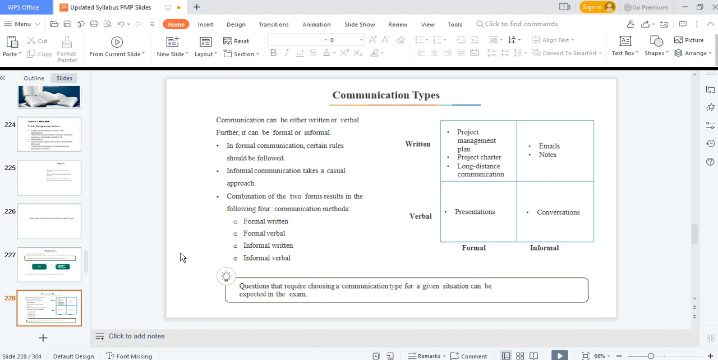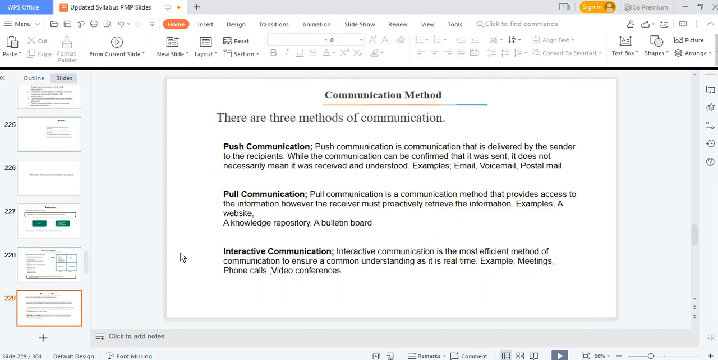Okay, so what do we have next? Communication method. So there's what we call push and pull. For instance, for persons that are into digital marketing, this is one of my areas. That's what we call push marketing and pull marketing.